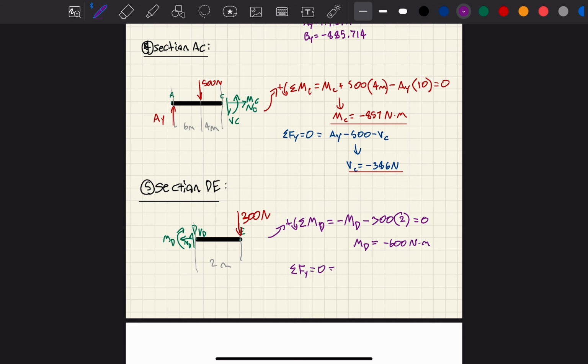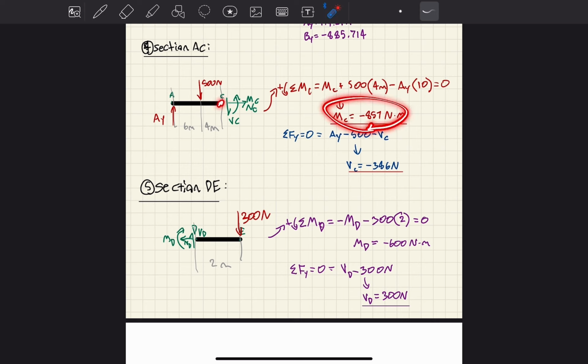Now we're going to do the sum of forces in the Y direction. All we have is VD minus 300, so VD is equal to 300 newtons. And this time we actually did guess the direction correctly. And there you have it. At point C, you have your moment and your shear force, and at point D, you have your moment and your shear force, as the question asked.